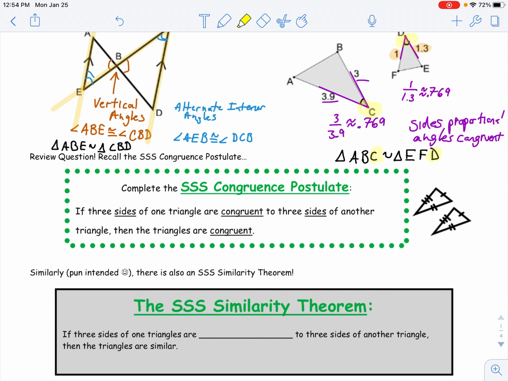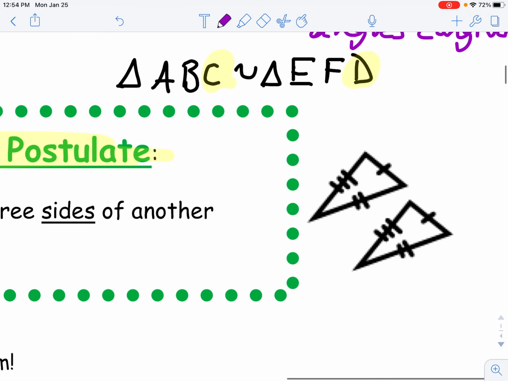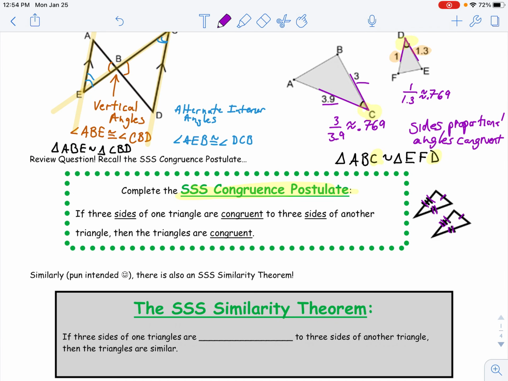AA and SAS. Now we're going to recall the SSS congruence postulate. Again, that was in unit 4. What this said is, if I have two triangles and all their corresponding sides are congruent, then the triangles themselves must be congruent. If three sides of one triangle are congruent to three sides of another triangle, then the triangles are congruent. Similarly, pun intended, smiley face.